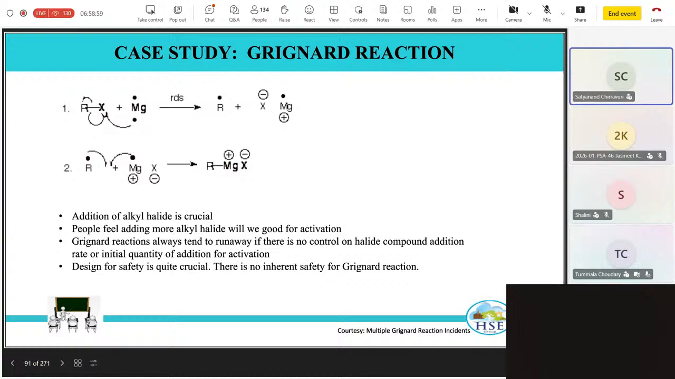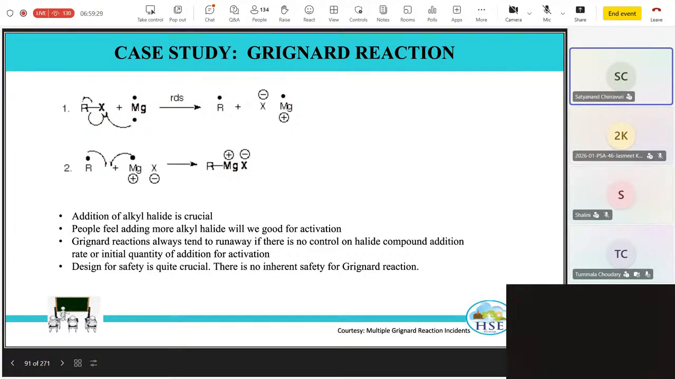When an alkyl halide reacts with magnesium, it gets converted to alkyl magnesium halide. Later on, you use this reagent for further processing. So the formation of this alkyl magnesium halide is very crucial. If you don't have this reaction happening appropriately, you tend to have runaway scenarios.